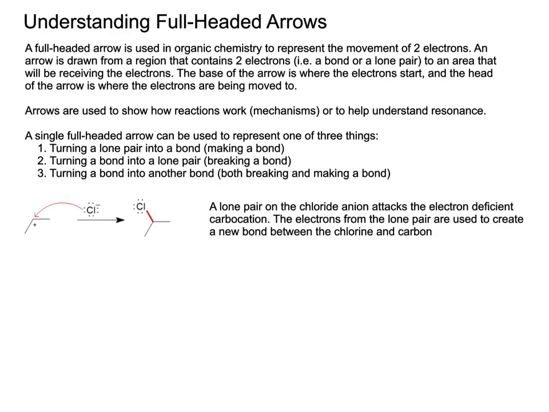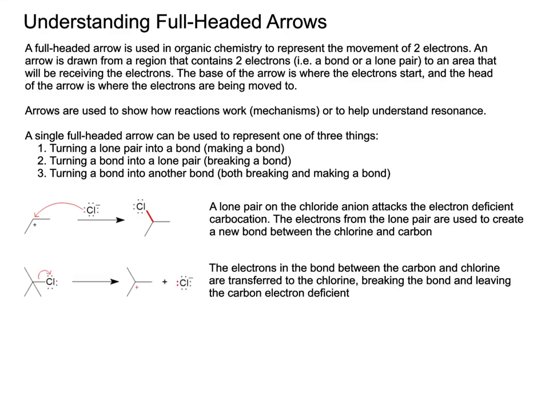In our first example, a lone pair on a chloride anion attacks the electron-deficient carbocation. The electrons from the lone pair are used to create a new bond, in red, between the chlorine and carbon. In our second example, the electrons in the bond between the carbon and chlorine are transferred to the chlorine. This breaks the bond between the carbon and the chlorine, which receives the two electrons, and the carbon is now electron deficient.